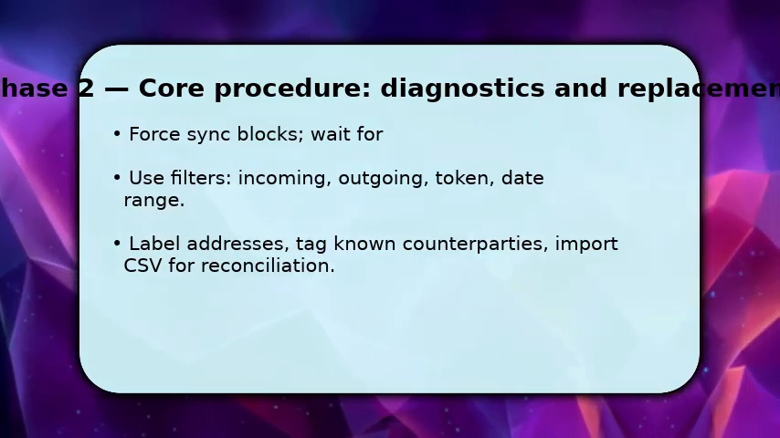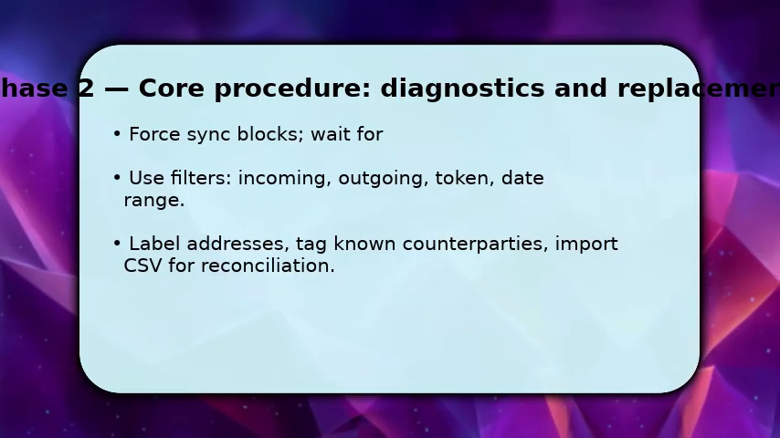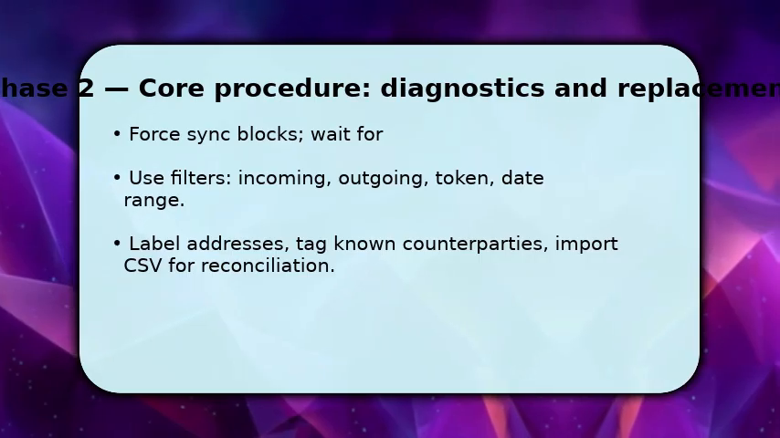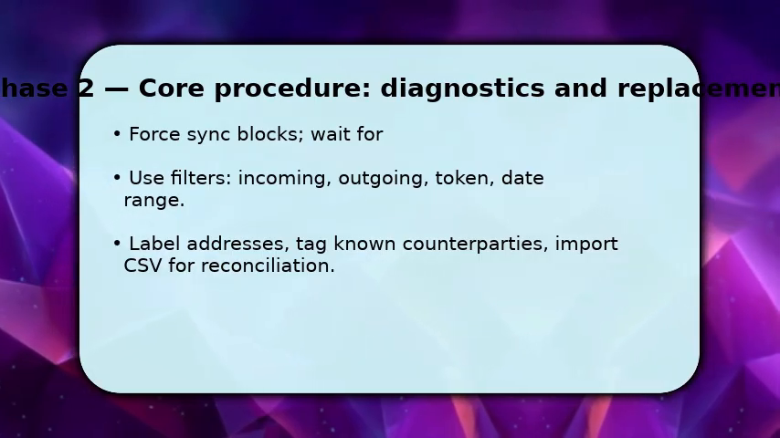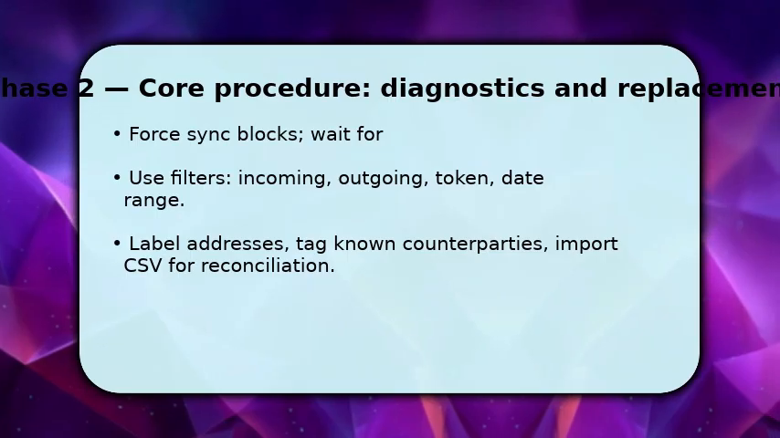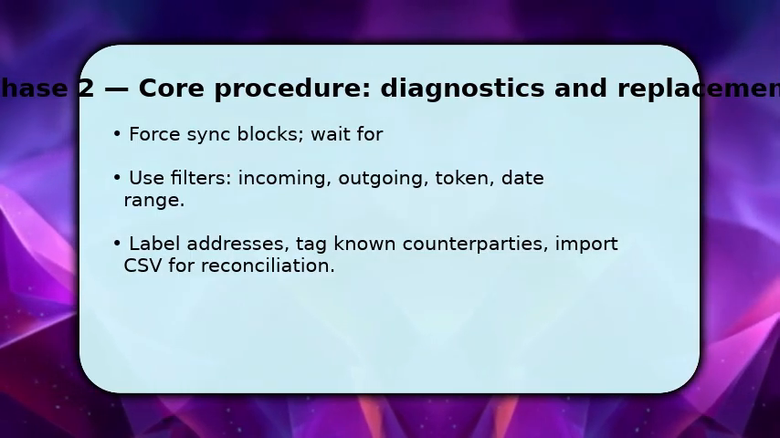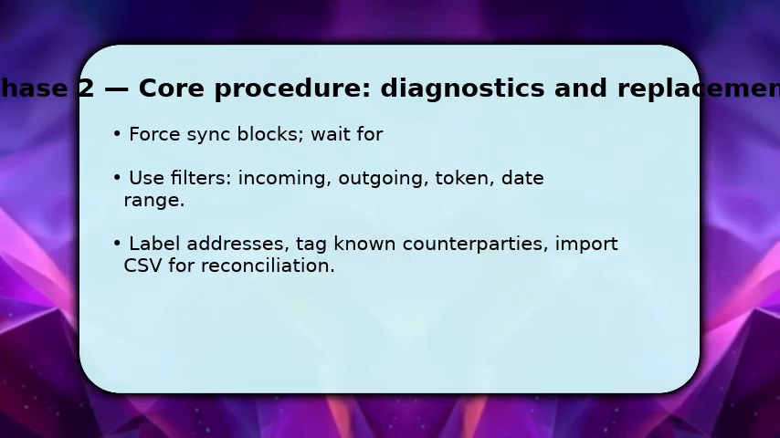Next, label recurrent addresses and tag known counterparties so future activity is clear. This speeds auditing. If you have external records, import a CSV to reconcile trades and transfers. Then, review token contracts and verify token decimals to ensure numeric balances display correctly.